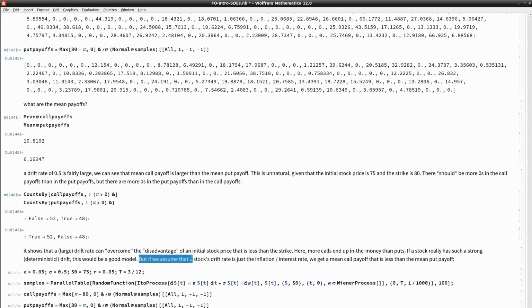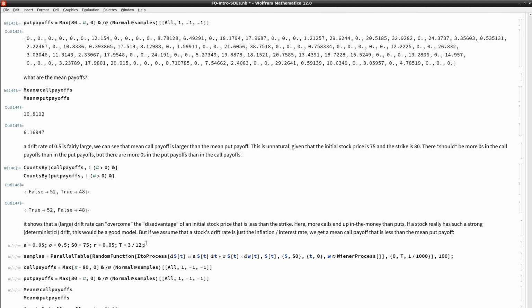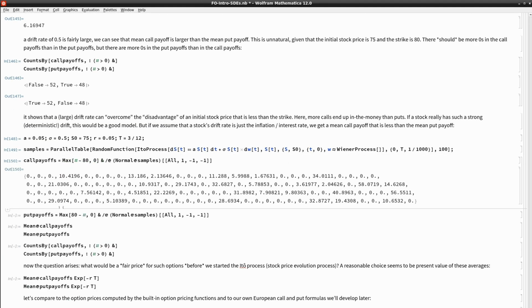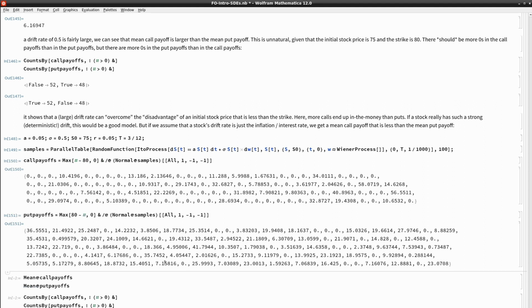But if we assume that the stock's drift rate is just the inflation rate, then we get a mean call payoff that is less than the mean put payoff. So let me change this to something like 5%. Let's again generate 100 Ito samples using a Wiener process, compute the call payoffs, compute the put payoffs. And you see there's much more zeros now in the calls than there are non-zeros, and very few zeros in the put payoffs.